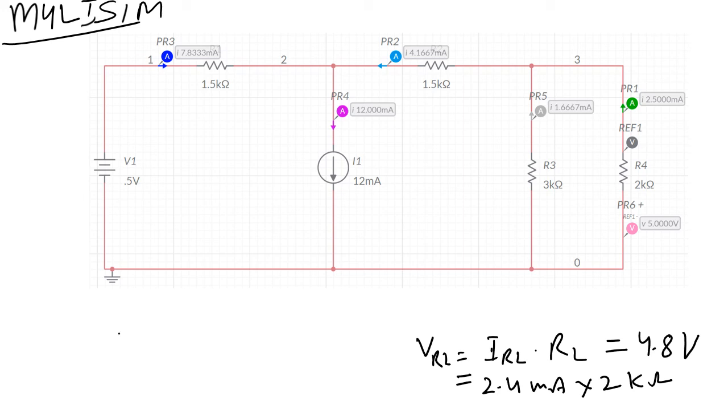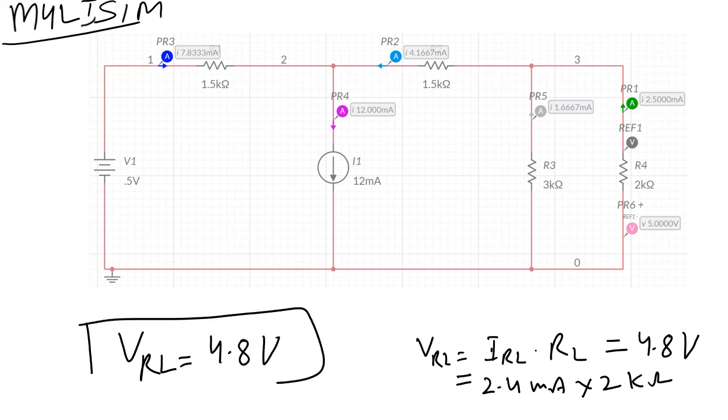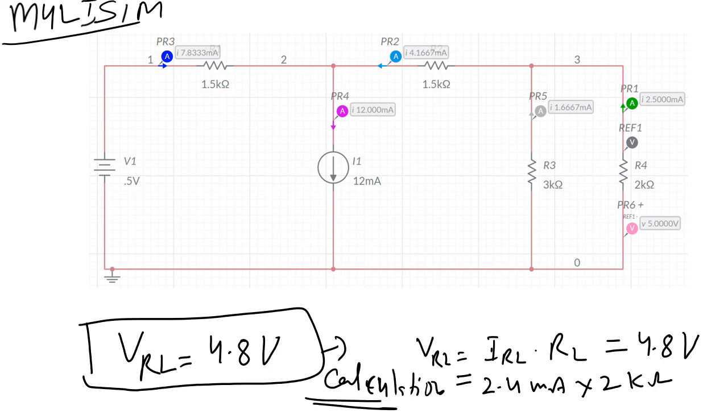This is the voltage across RL, 4.8 volt. This is the theoretical answer, coming according to the calculation. And here in the simulation, the voltage across RL is coming 5 volt. So there is a difference of 0.2 volt between the manual calculation and the simulation.